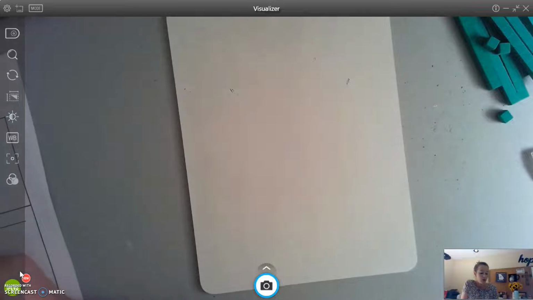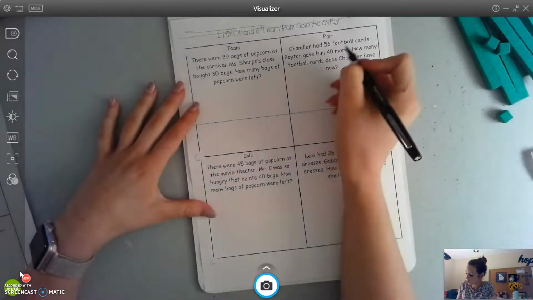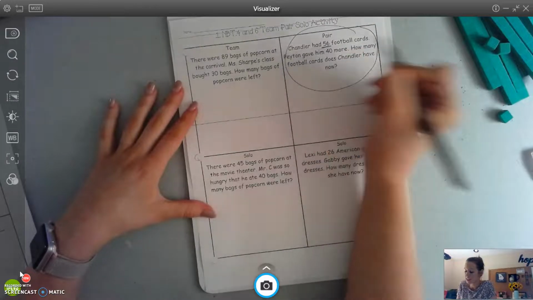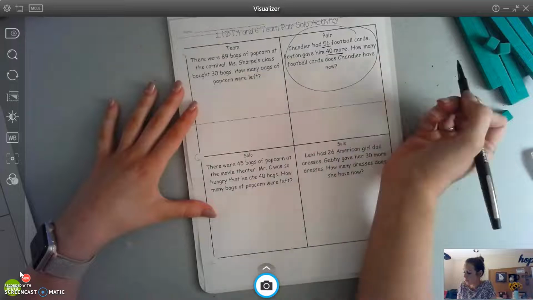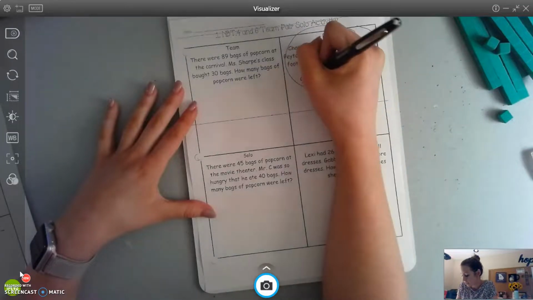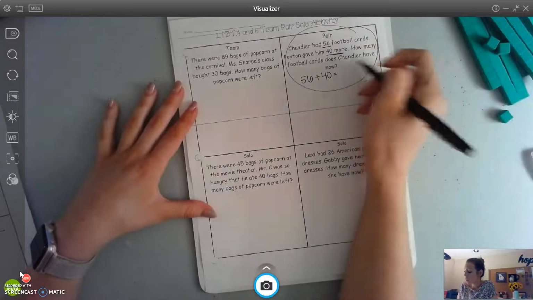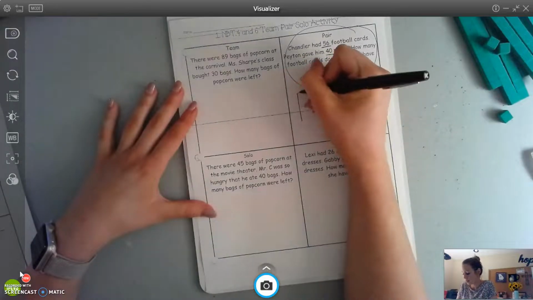And then I just want to show you one more word problem. So we're going to do this one right here. It says Chandler had 56 football cards. Peyton gave him 40 more. So if we write that in a sentence, we're going to write 56 plus 40. How many does Chandler have now? All I want you to do is solve it with base 10 blocks.